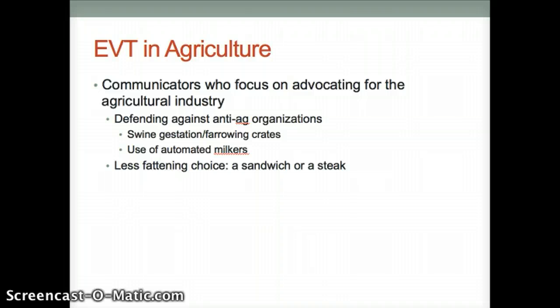A recent video by Chipotle made these production practices seem way worse than they are, giving consumers the idea that livestock producers are inhumane to the animals. Ag communicators can use the expectancy violations theory to disrupt their perceived perception.